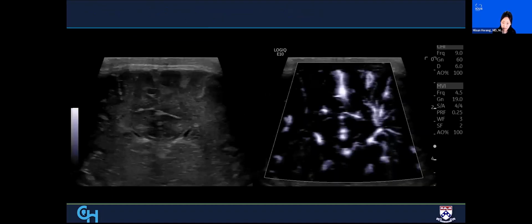Okay. Now, this is a near field image of the coronal brain, and what you're seeing on the right is actually called microvascular imaging technology. It's a form of advanced Doppler technology that's integrated into most commercial systems. This is, I would say, simply put, a step up from traditional Doppler, where you're able to suppress the static noise and bring out the slow flow of any organ.